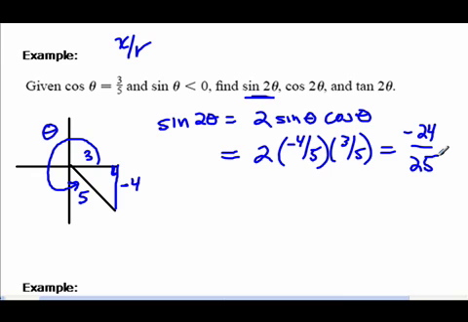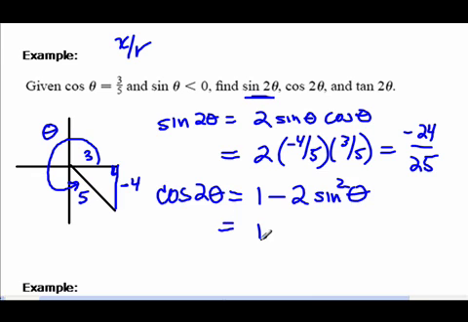Cosine of 2 theta, you have a choice, right? You have 3 options for the cosine of a double angle. It does not matter which one you pick. You should get the same answer for all 3 of them. So I even forget which one I used. With this problem, I just decided to use the 1 minus 2 sine squared theta formula.